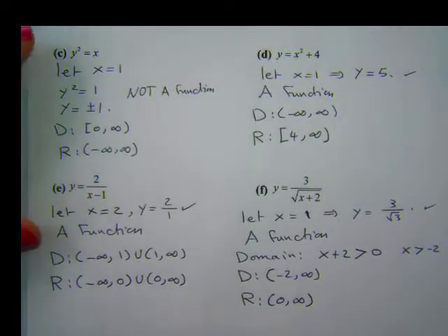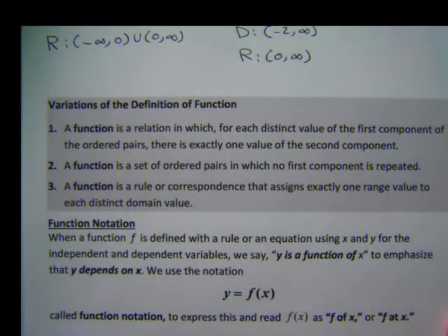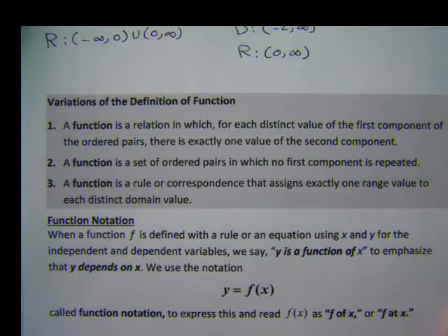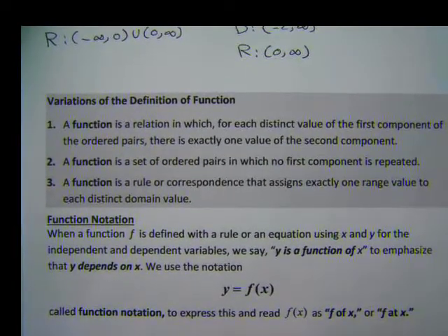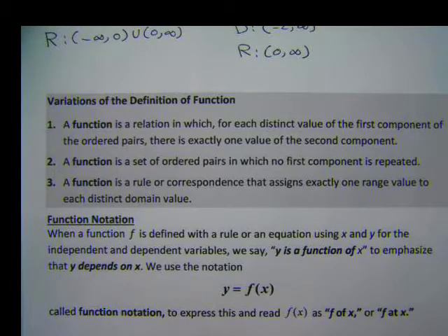Now that we know a relation is a function, how are we going to represent it? So we're going to introduce to you the function notation. If I know that a certain relation is a function, we are going to call it y equal f of x. So y is a function of x. Okay, the f could be different.